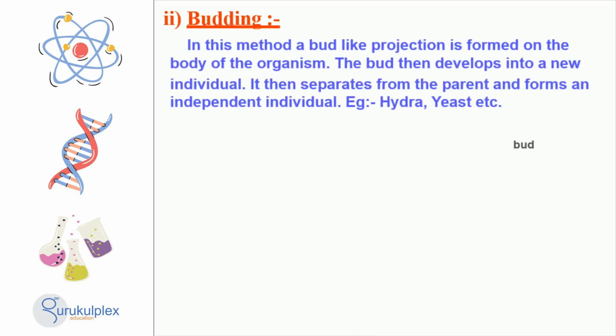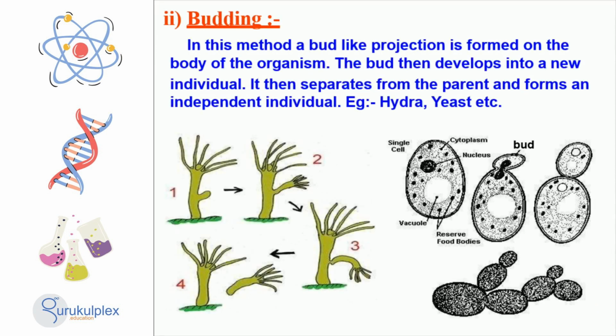Budding is a form of asexual reproduction where an outgrowth or bud is created on the body of the organism. This bud subsequently develops into a different individual which breaks away from the parent body and forms an independent individual. This kind of asexual reproduction can be observed in species such as hydra and yeast.